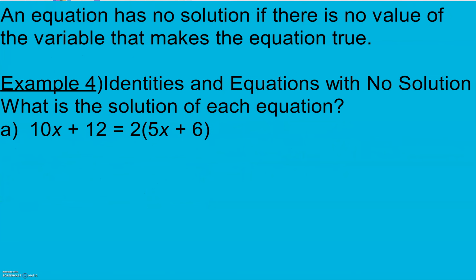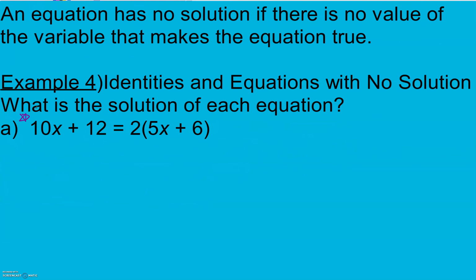Well, on the left side, we're as simple as we can get it. On our right side, we can simplify here. We've got to get rid of those parentheses, and I do that by distributing. I take the 2 times 5x, because I'm multiplying the 2 right now, and the 2 times 6, which gives me 10x plus 12. Left side is as simple as I can get it, and my right side is as simple as I can get it.